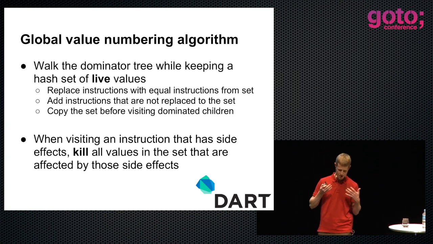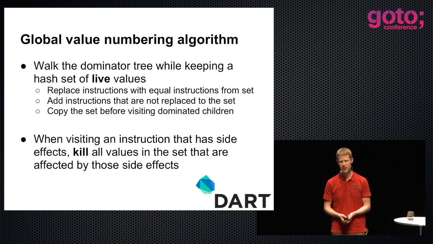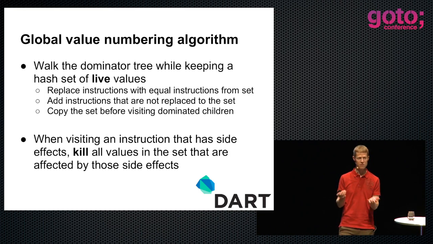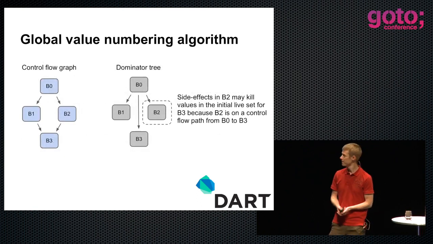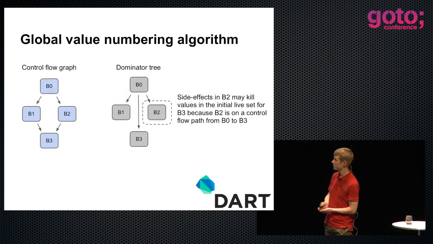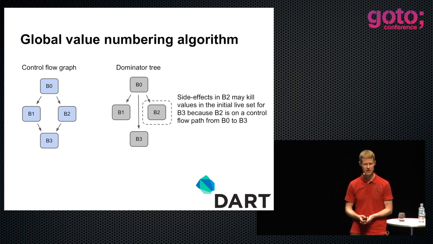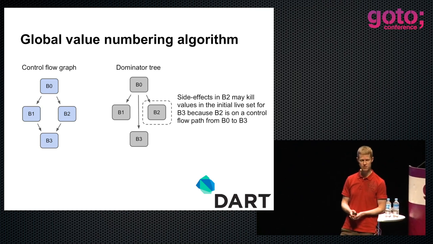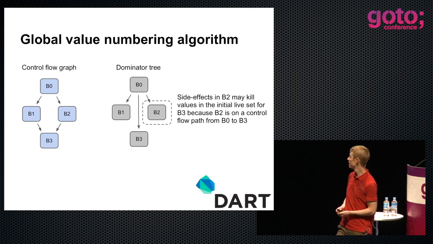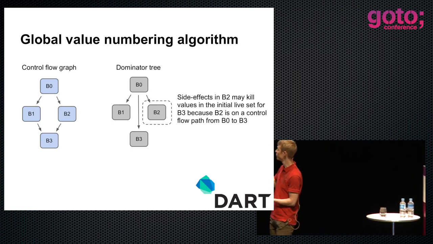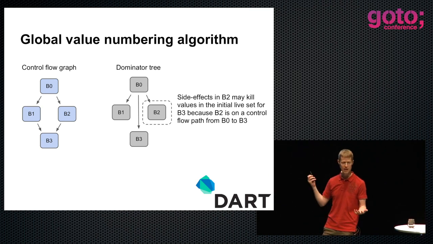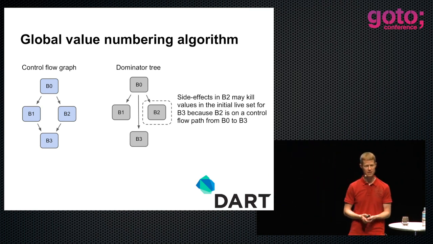So it's really just a walk through the Dominator tree where you keep track of which values are already computed and can be reused. So the control flow graph associated with the Dominator tree like this is still necessary when you do these operations, because when you walk the Dominator tree, you may have to kill, you may have to get rid of live values you computed for one branch based on information in the control flow graph.